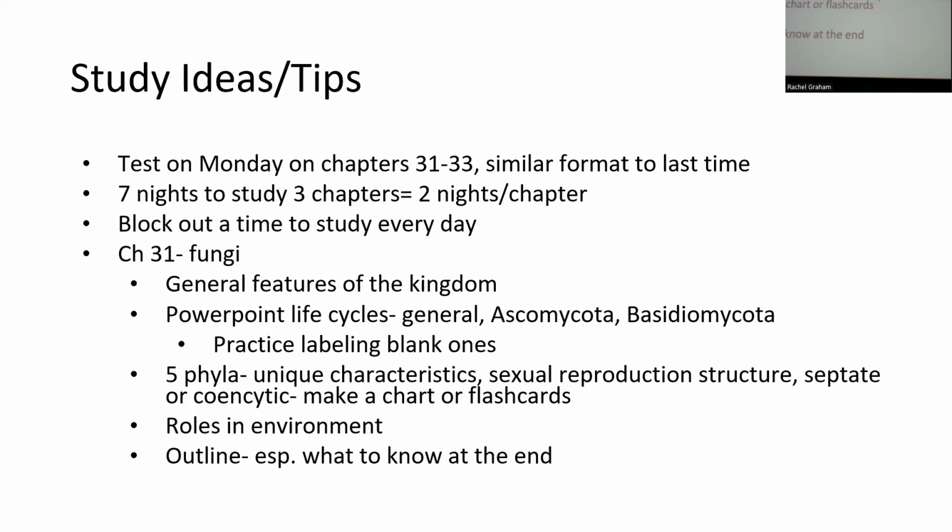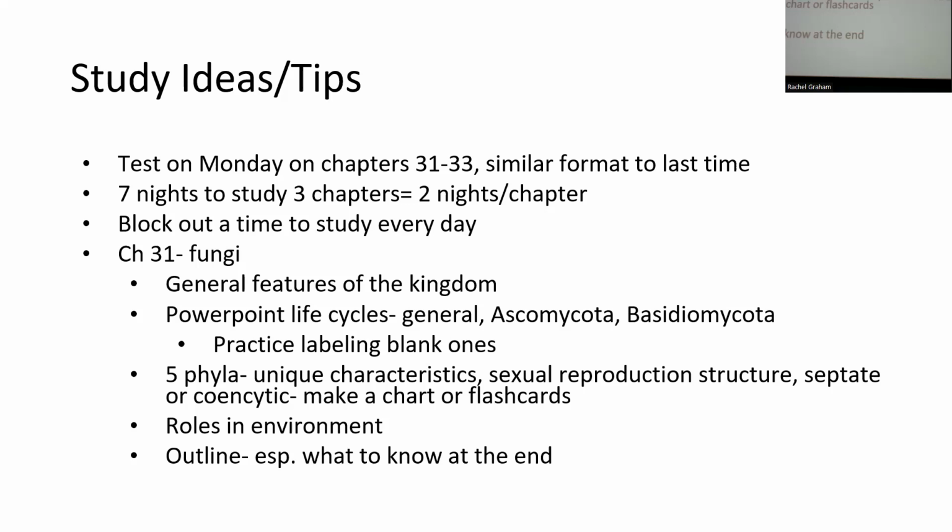Block out a time to study every day. I know that you've heard this before. I know that as an adult, when I know that I need to do something more regularly, I don't always do it either, and I wait until the last minute. That's why it's important to block out the time now and say, okay, today is Monday, and today I'm going to study chapter 31 from X time to X time. And then you actually have to do that. You can't just block out the time and then not do it.